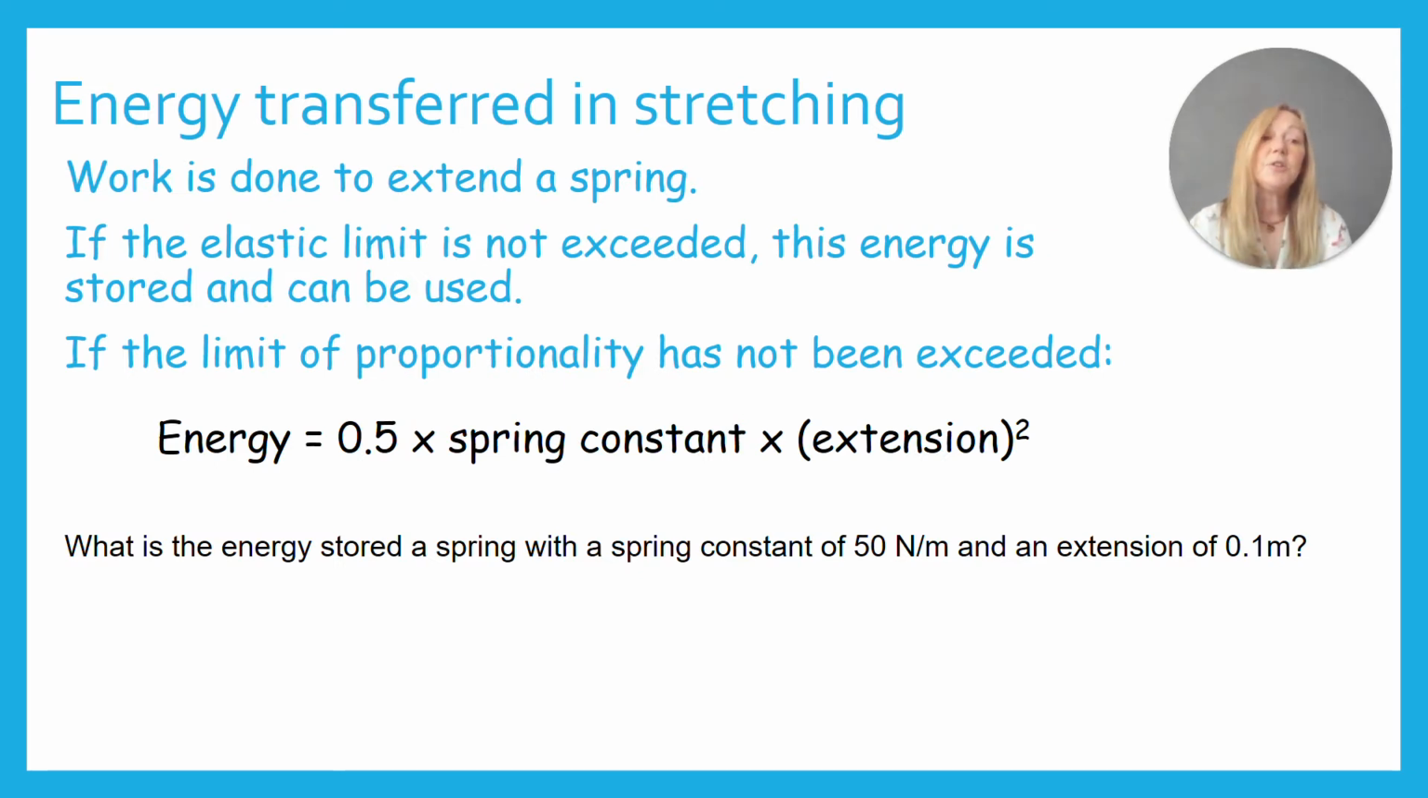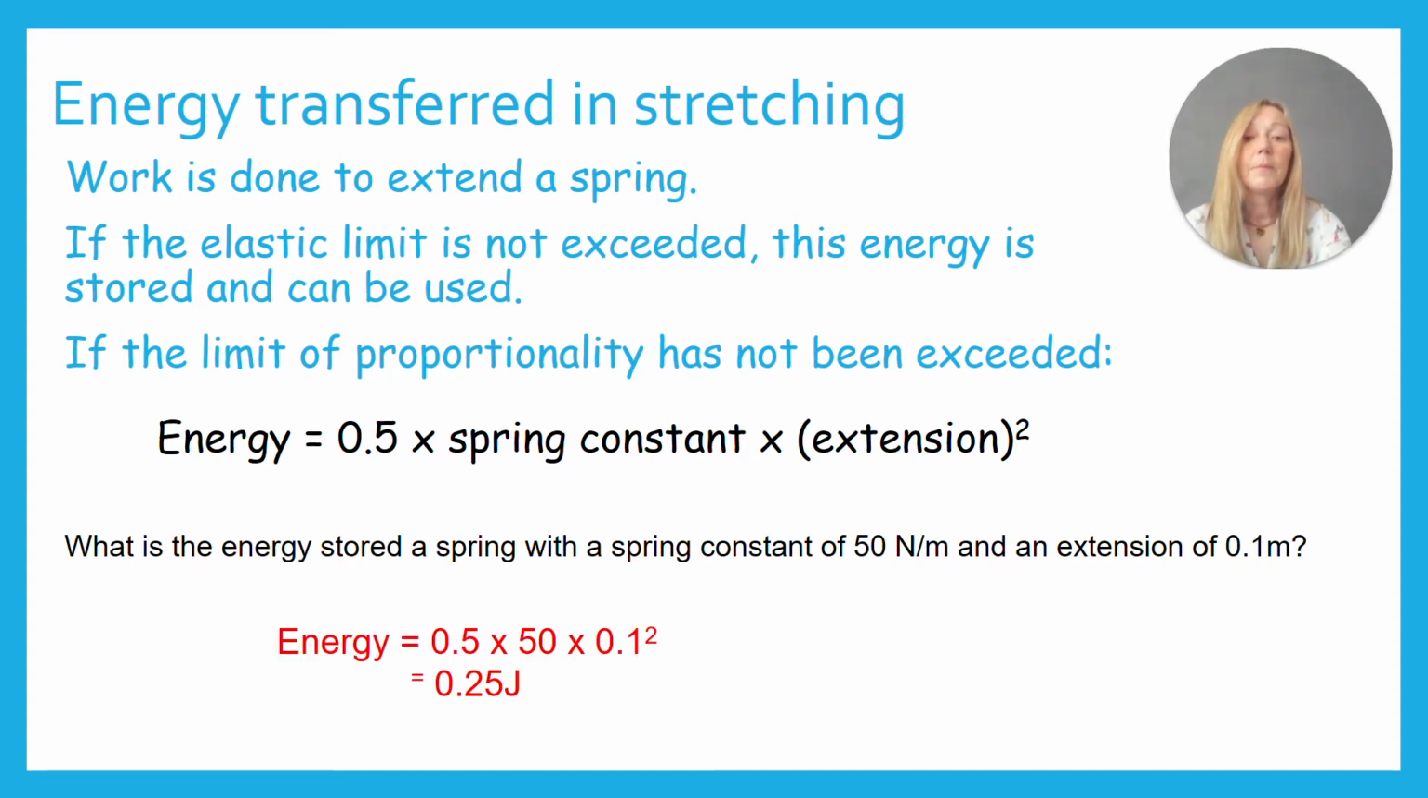So whenever energy is transferred, we say that work is done. So when the energy is transferred, there's an equation that we can use to find out what the initial potential energy of the spring was. And what you need to do now is pause the video, write down the equation and have a little go at that question. So as you can see, the spring energy is just half of the spring constant times the extension squared, and that gives us 0.25 joules.